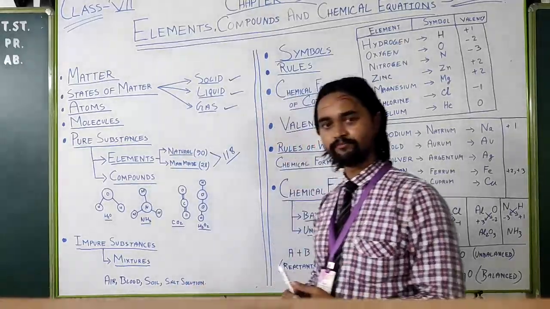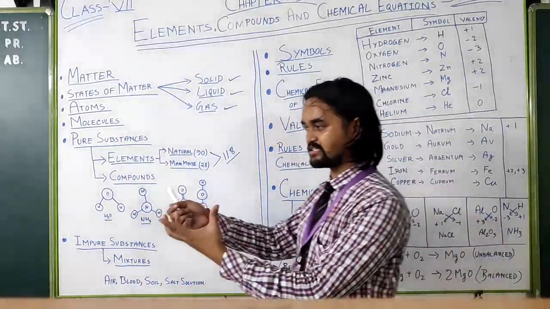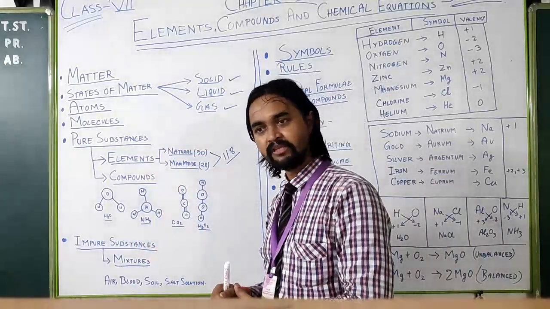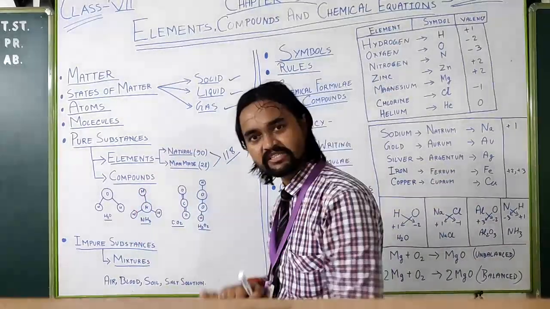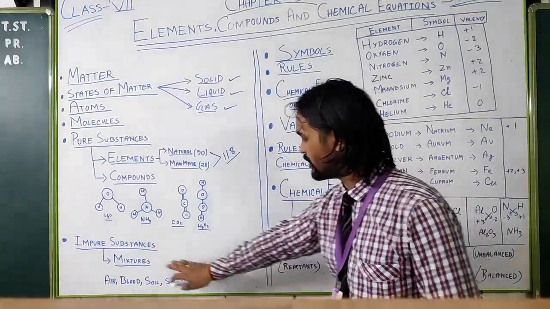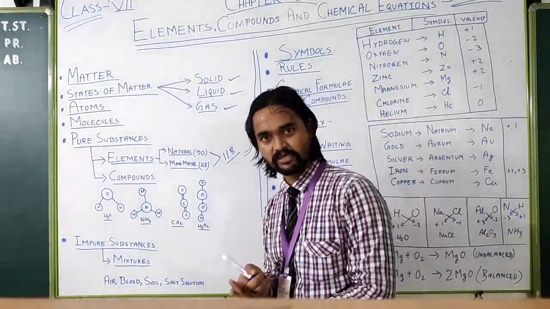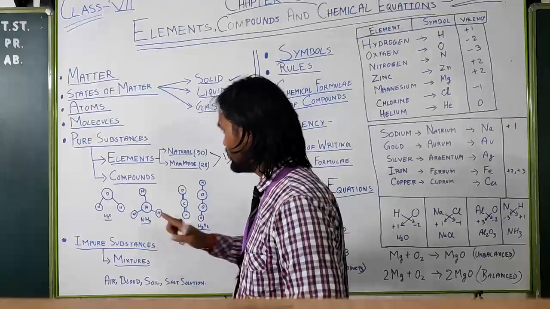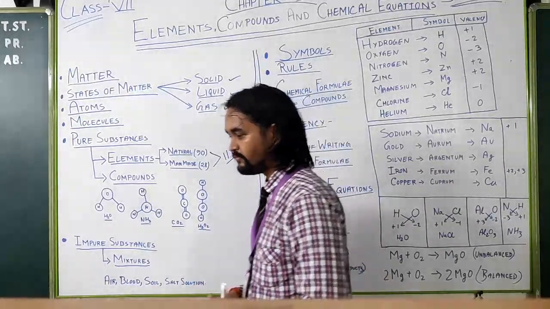Next, salt solution. If we take some salt in a glass of water and we mix it, then salt and water mix with each other and it produces a solution. It is also a mixture of salt and water. So it is also an impure substance.